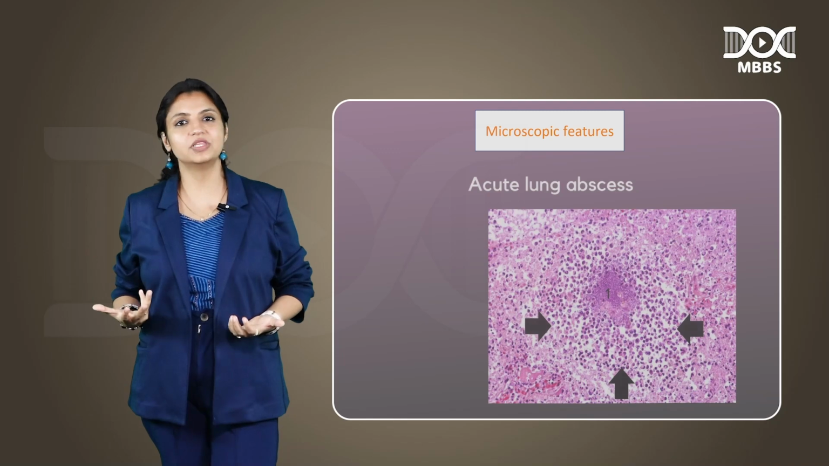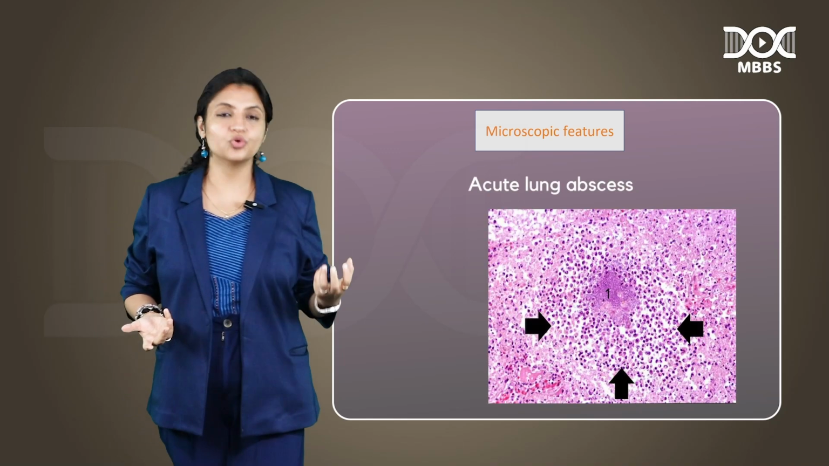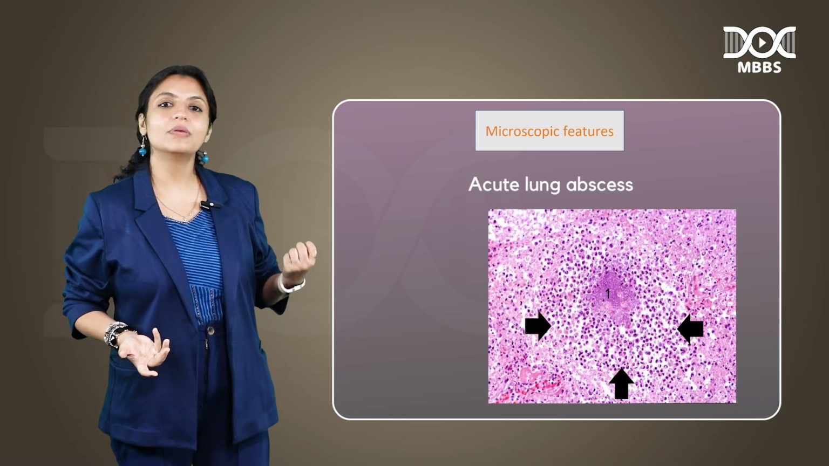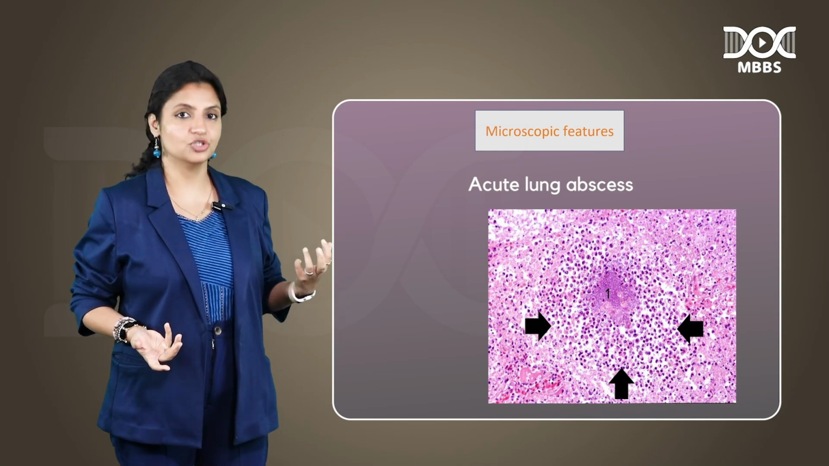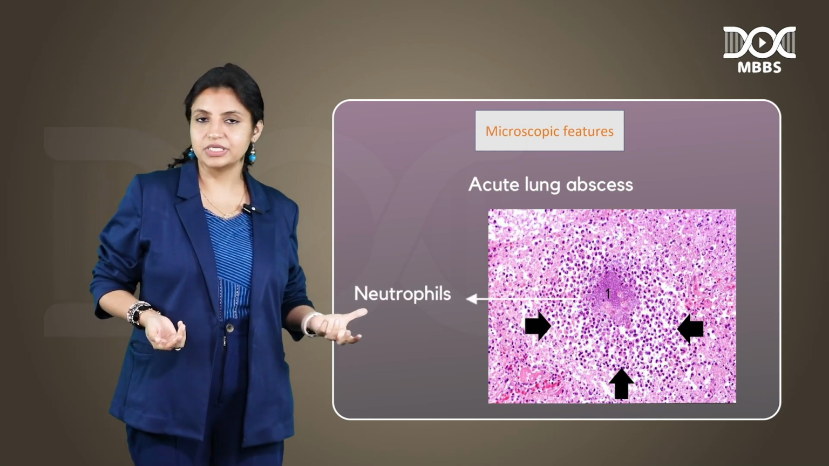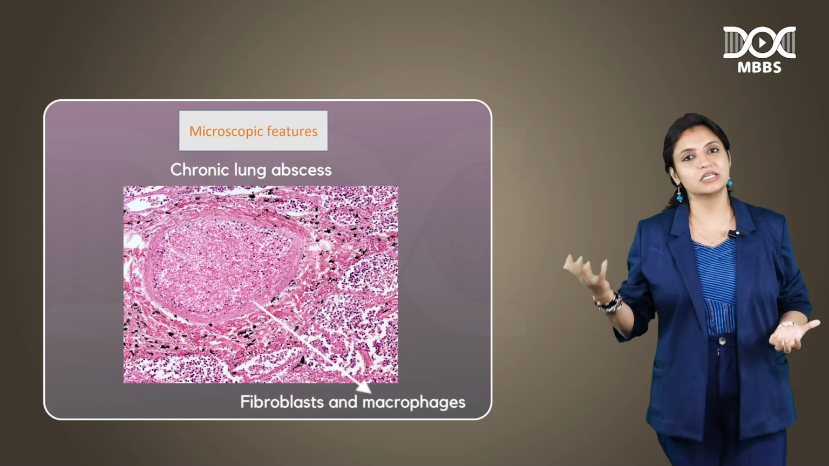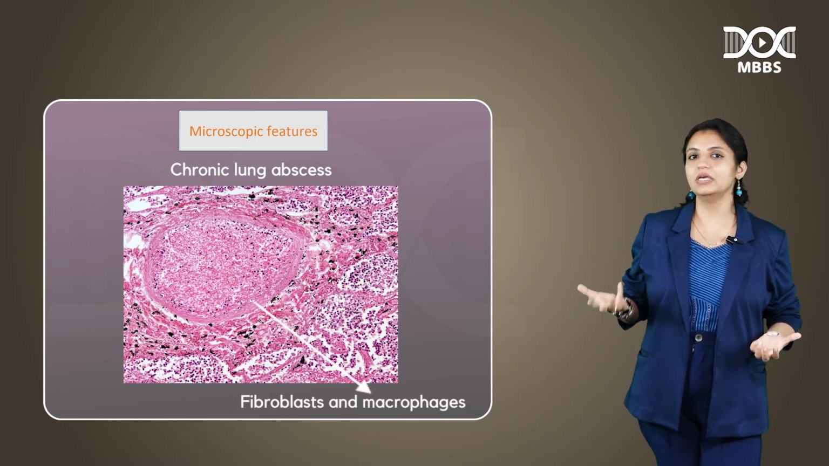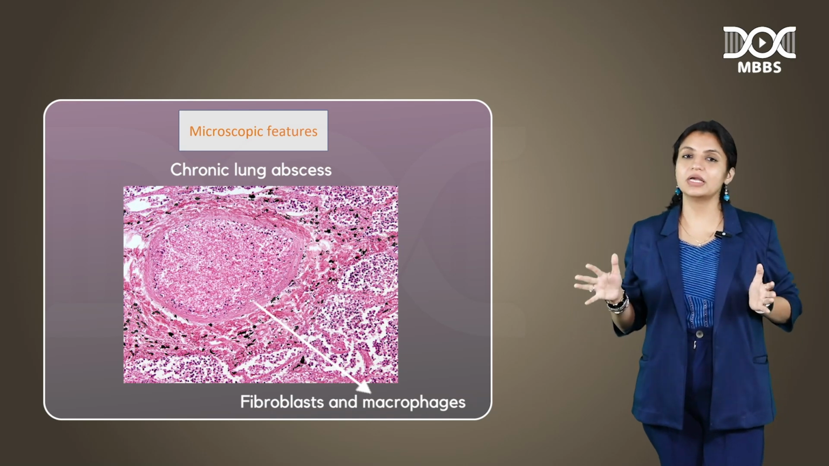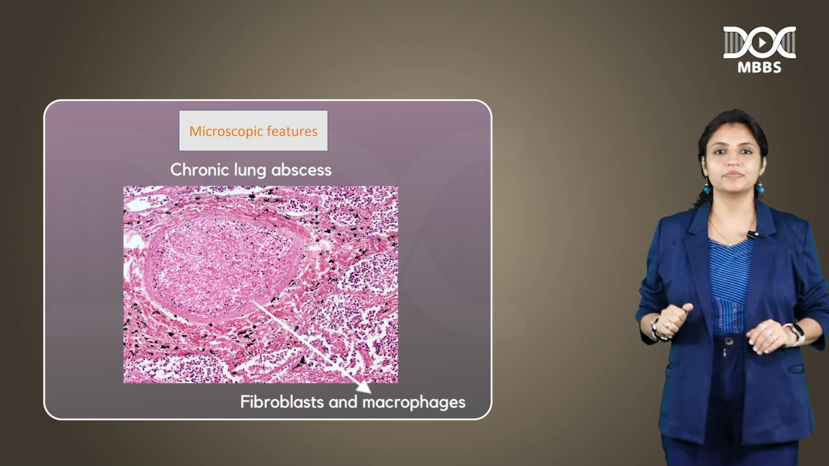Now that's the gross. When we look at the microscopy, the same thing replicates. If you're looking at necrosis of the lung tissue surrounded by acute inflammatory cells, that is neutrophils, it is an acute abscess. When it becomes chronic, what will you see? You will see a lot of fibroblasts and macrophages in it. Then it will be a chronic abscess. So that is the microscopy of acute and chronic abscess.